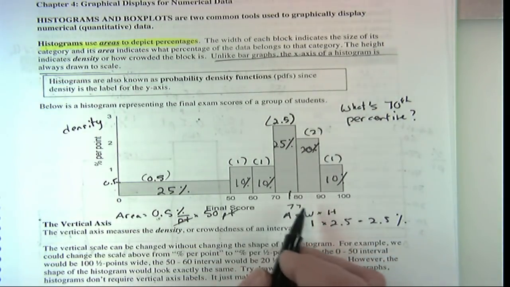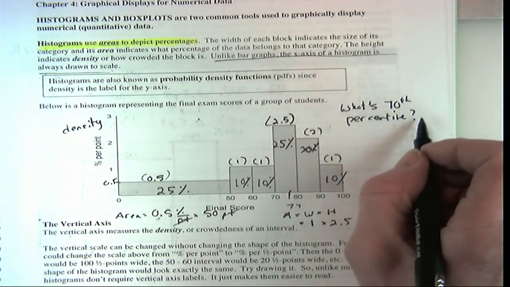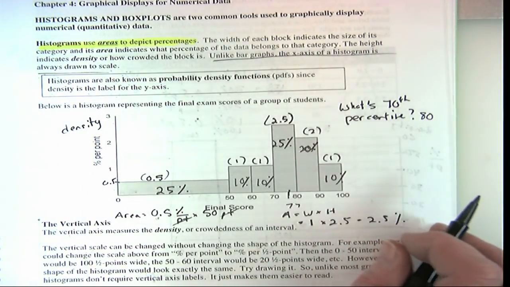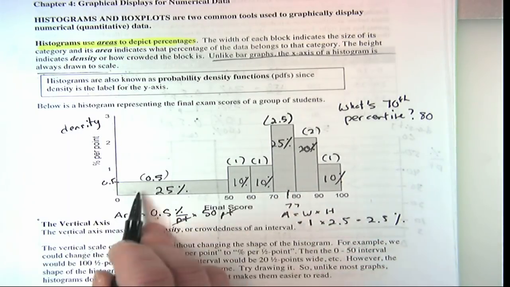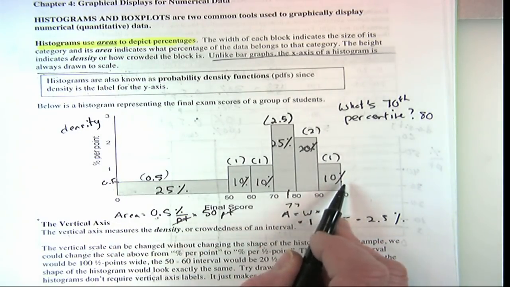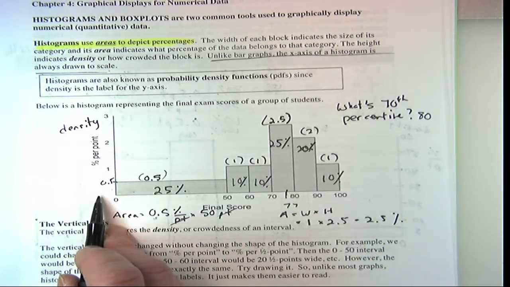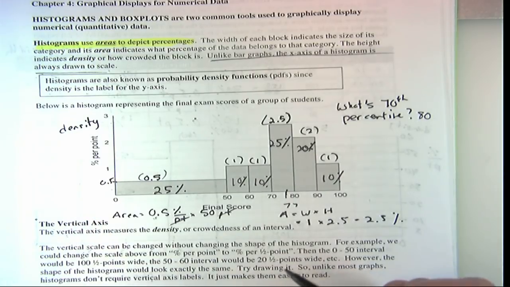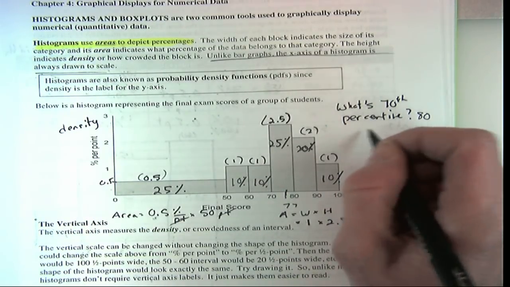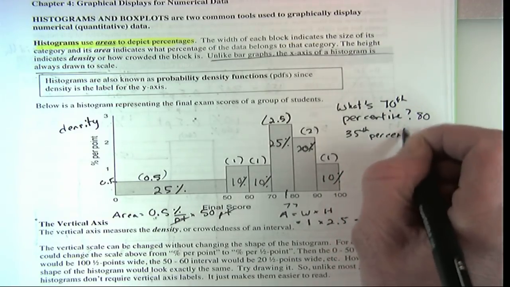So it would be 70% below. That means 30% would be above. So your answer would be 80. Does that make sense? Because 25 plus 10 is 35, 45, and 25 is 70% below. Okay? So if I asked you what's the 35th percentile, what would you say?